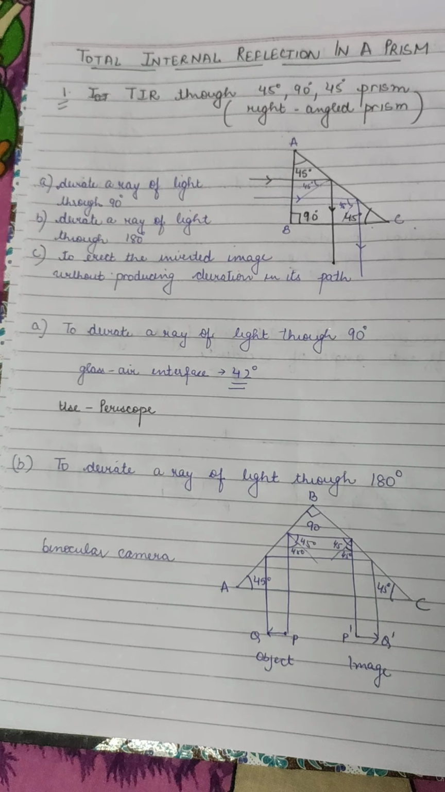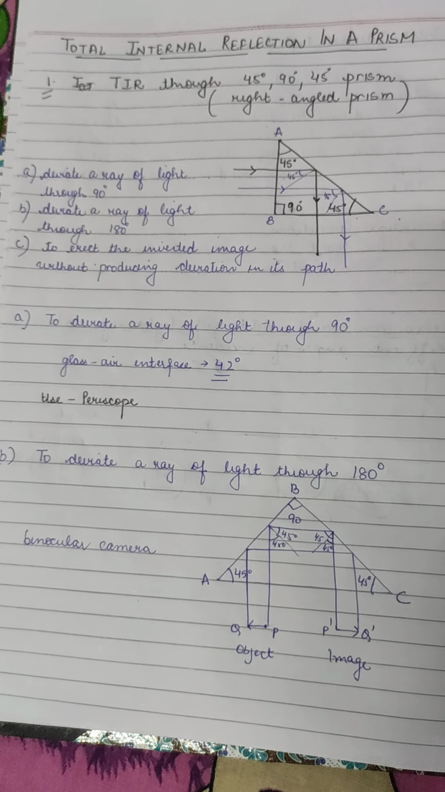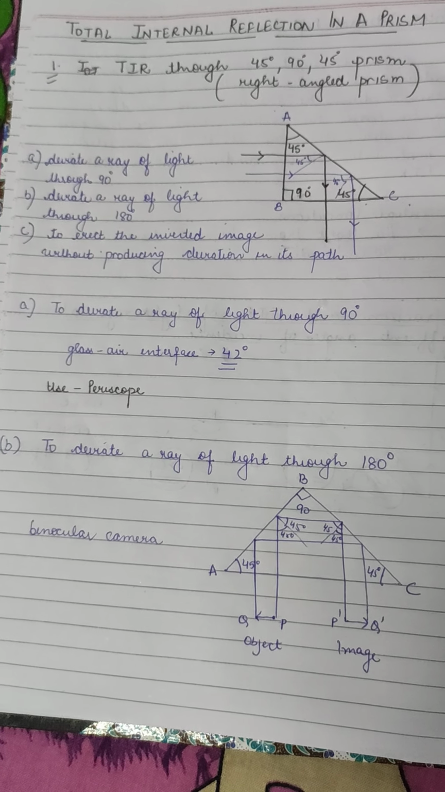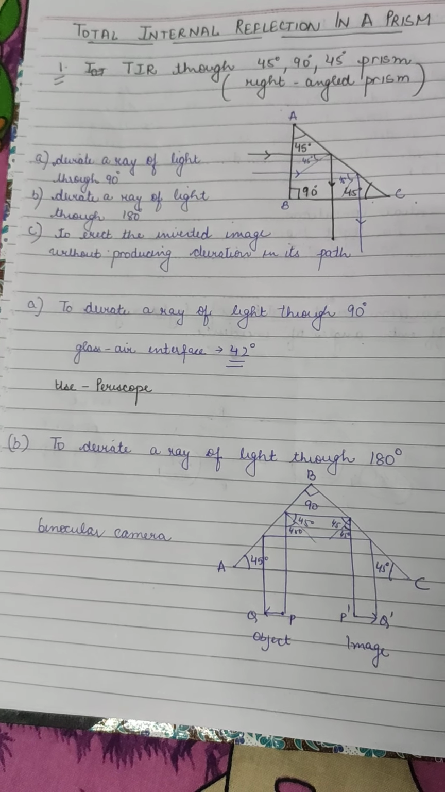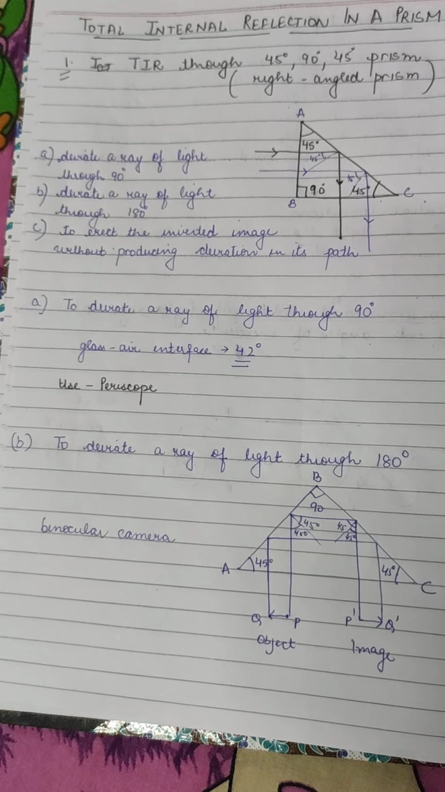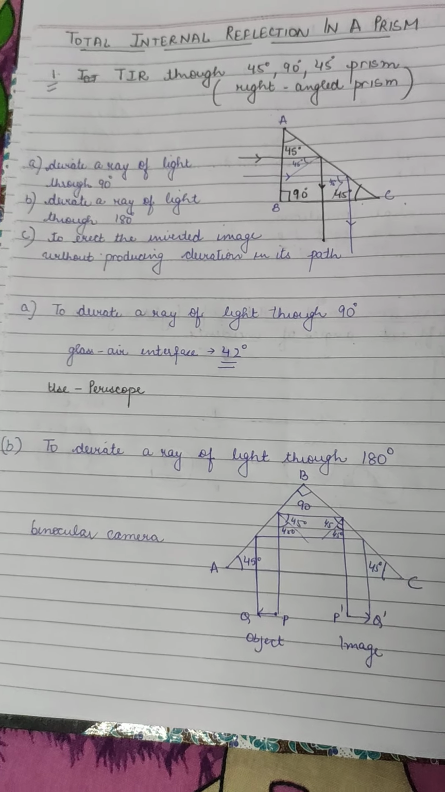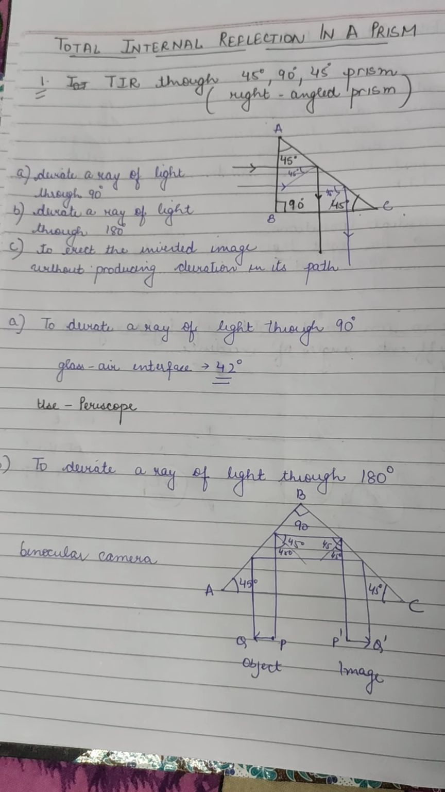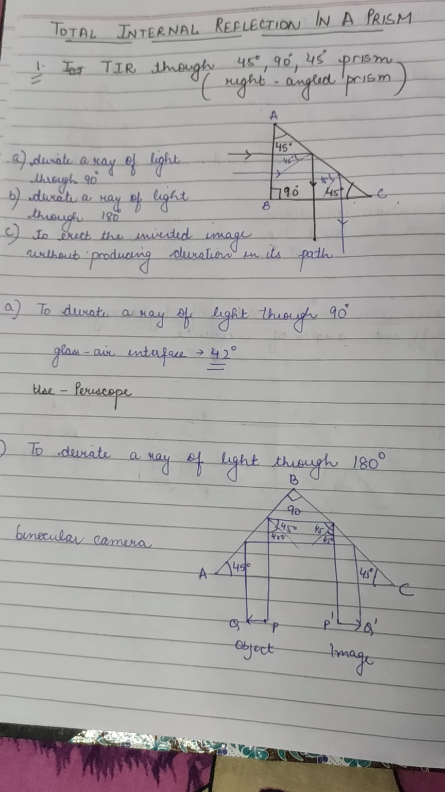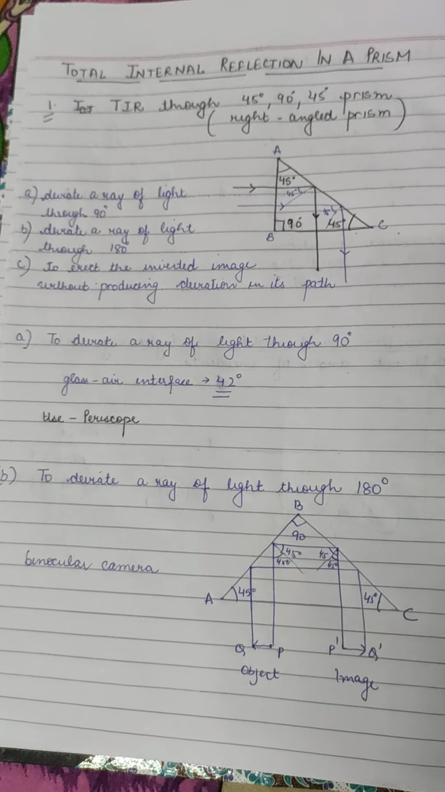Good morning, students. The next topic which we are going to start is total internal reflection in a prism. In case of total internal reflection in a prism, we are going to discuss basically three different kinds of prisms. The first case is the total reflecting prism, the right angled prism or total reflecting prism, or you can name it as right angled isosceles prism also. So three names are there for this prism. Three cases we are going to discuss on this.